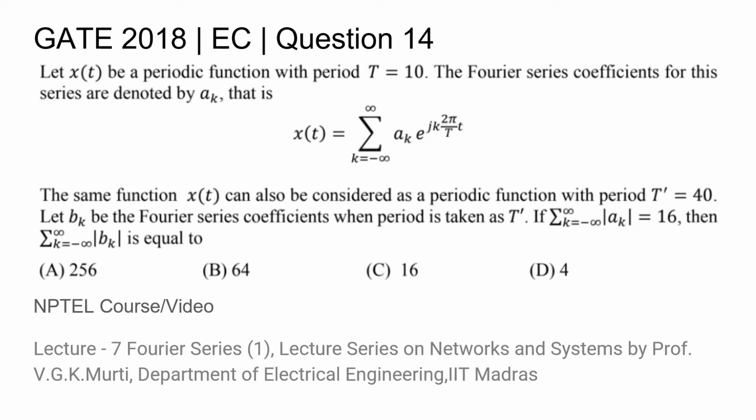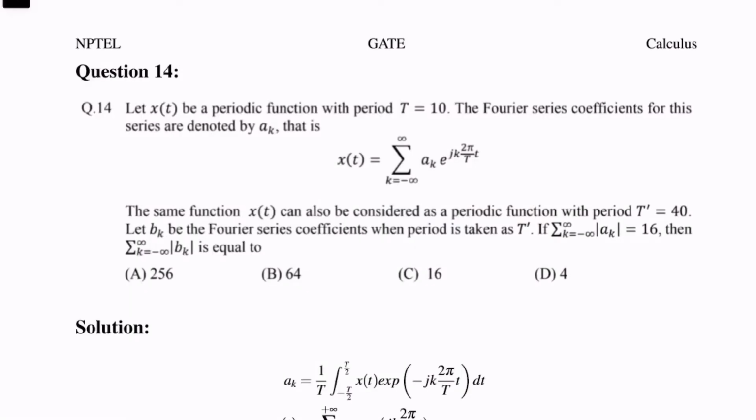What would the summation k equal to minus infinity to plus infinity of the absolute value of b_k be, if the same thing for a_k is 16? Underneath the question, you will find the title of the NPTEL course or video relevant to this topic. So let us look at solving this problem.